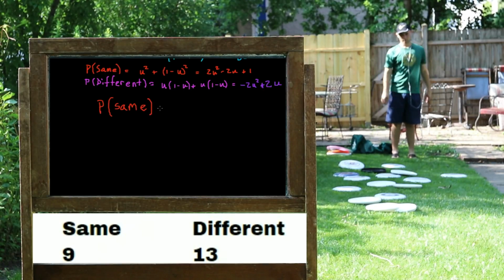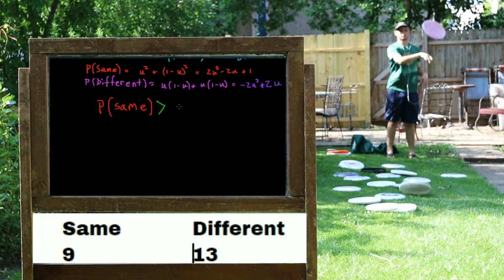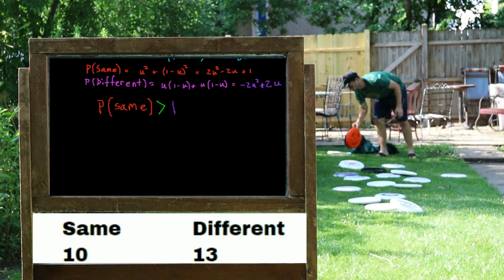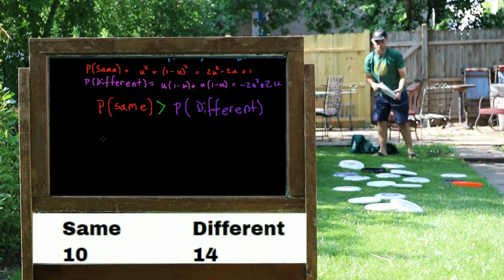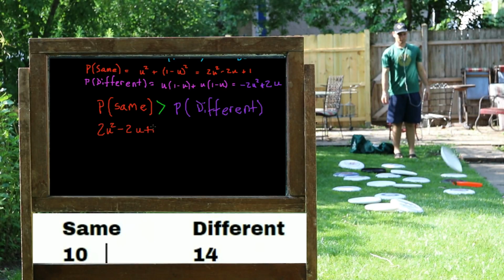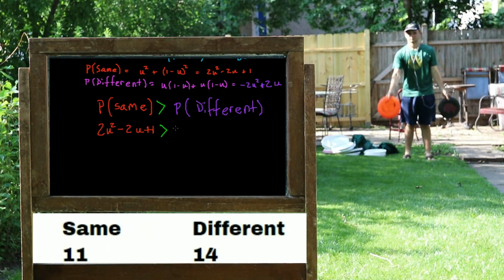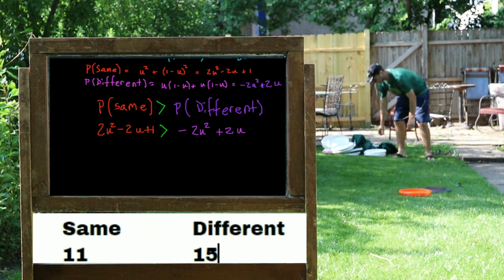So now we want to figure out for which values of u, the probability of the same is going to be greater than the probability of it being different. So we're going to say that the probability of same is going to be greater than the probability of different. At this point, we're going to replace P of same with what we said it was earlier and P of different with what it was earlier.